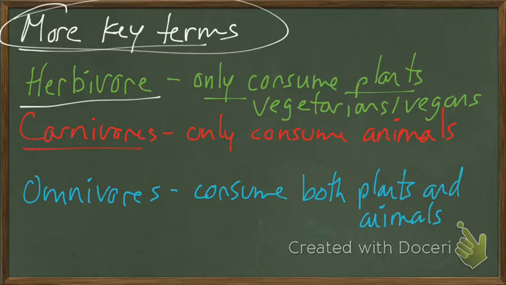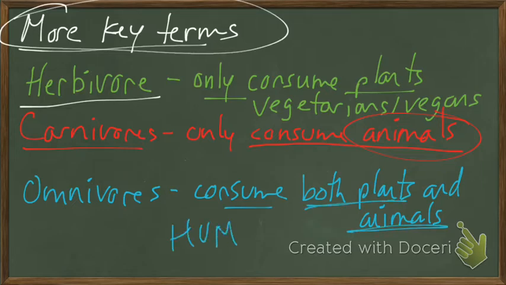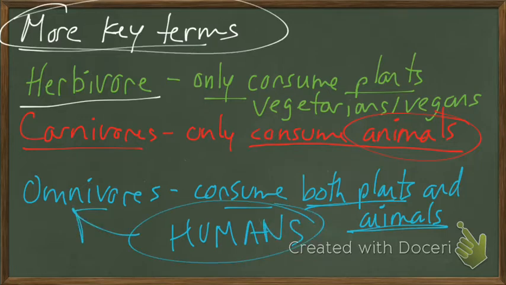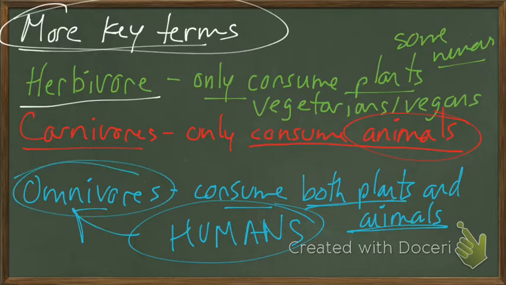A carnivore. Carnivores in red. This only consumes animals or other organisms, but specifically animals. Okay, no plants. A lot of people like to think they are carnivores. However, they are not. An omnivore consumes both. Let me get the blue out. Consumes both plants and animals. Okay, so humans, for example, most humans at least, are omnivores. Some humans can be herbivores. Some humans. Okay, but most humans will be omnivores because we consume both plants and animals.